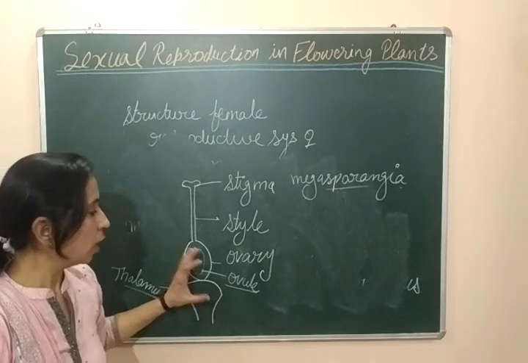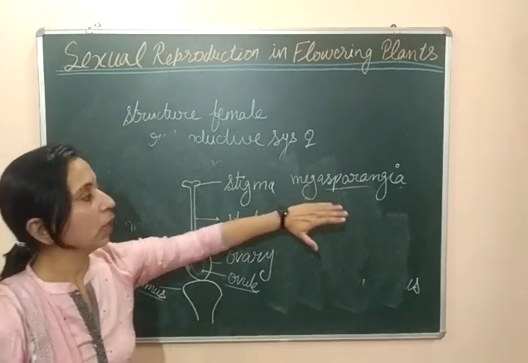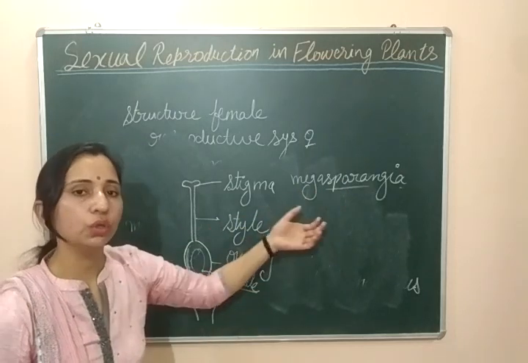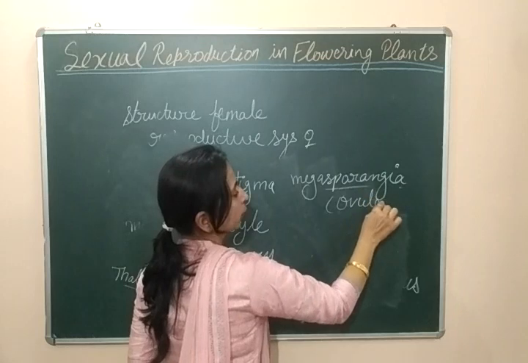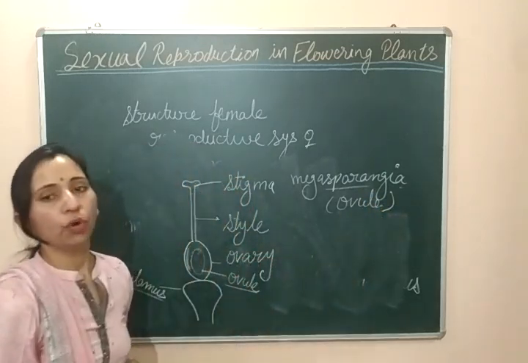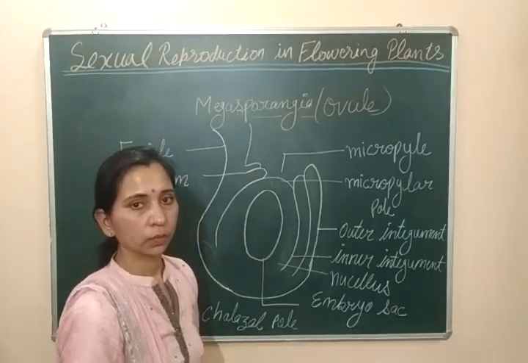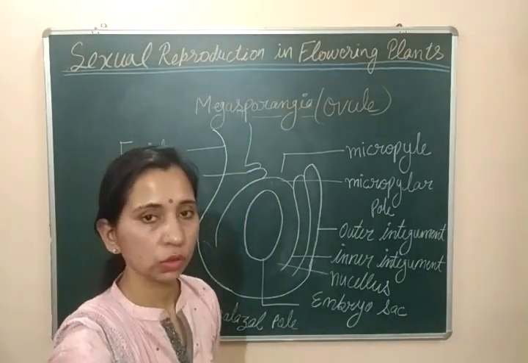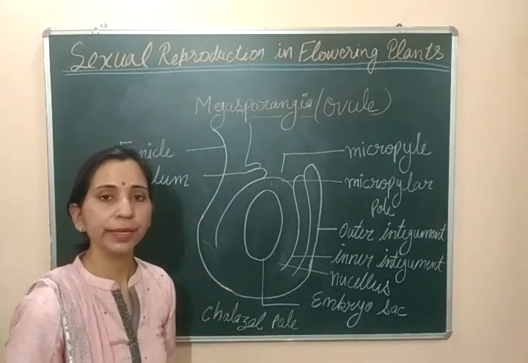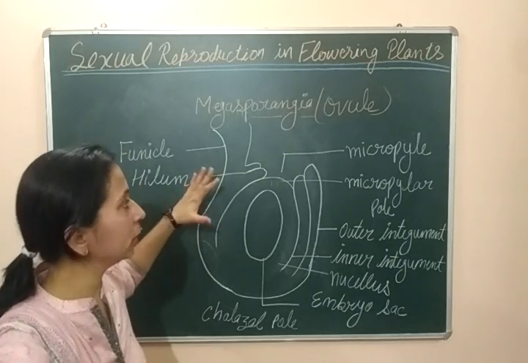We will discuss about the complete structure of this ovule and this megaovule that is also known as megasporangia. So we can write ovule also here, the complete structure of ovule and megasporangia. This is the structure of megasporangia or also known as ovule, which is present inside the ovary and attached with the placenta. Let's take a look.